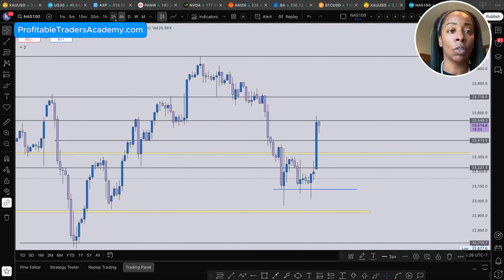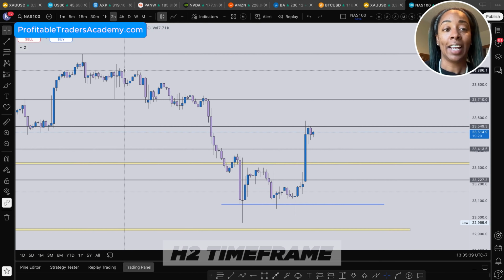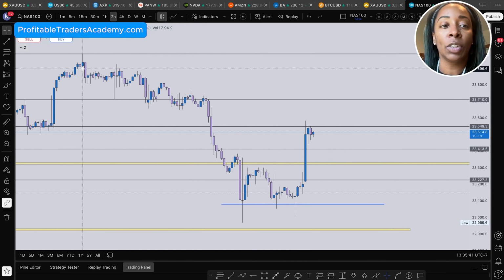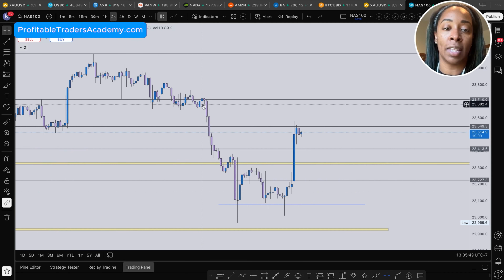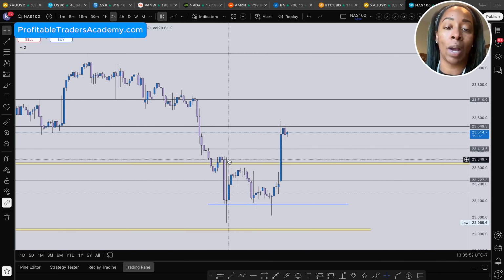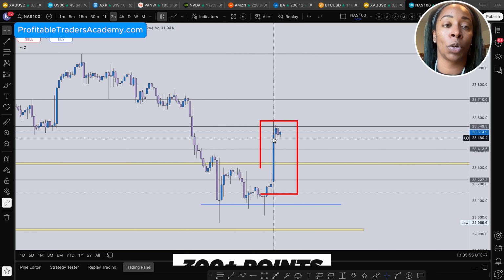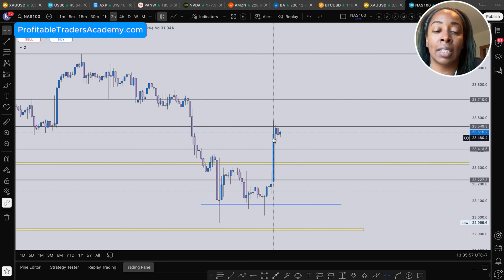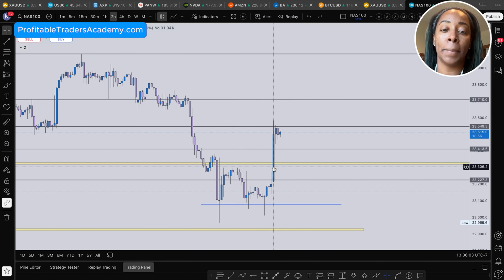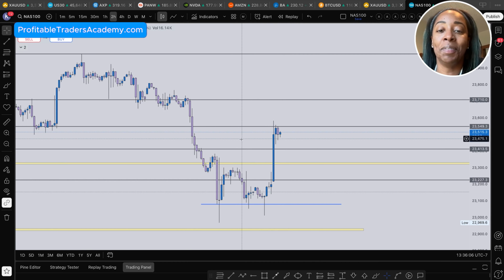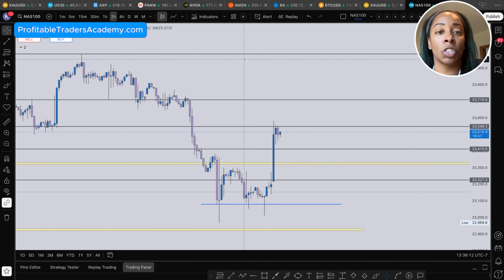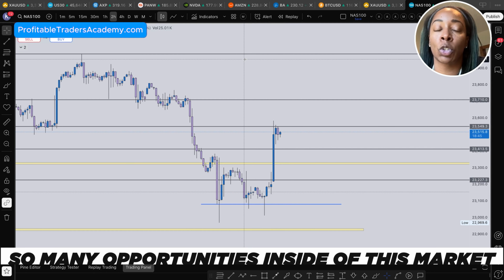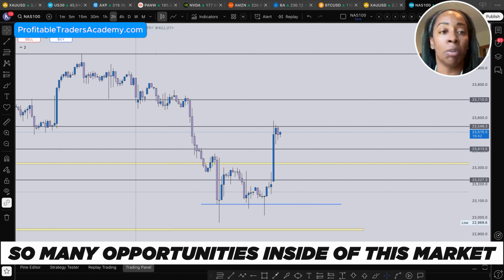So let's go ahead and go down to the H2 time frame. All right, so we can see now very clearly on this time frame that the market was kind of bullish, and then it just sold off quite a bit before pushing up for 300 plus points inside of this market just today. So it's very choppy waters for sure, but if you caught this move, good for you. It was a really tough move, I know, for people to actually catch. So if you didn't get it, don't worry, because there are so many opportunities inside of this market. But for right now, this looks good.